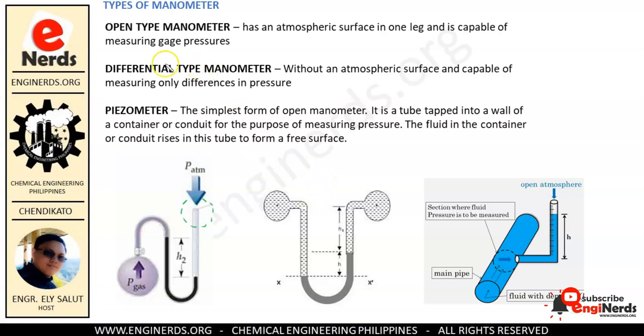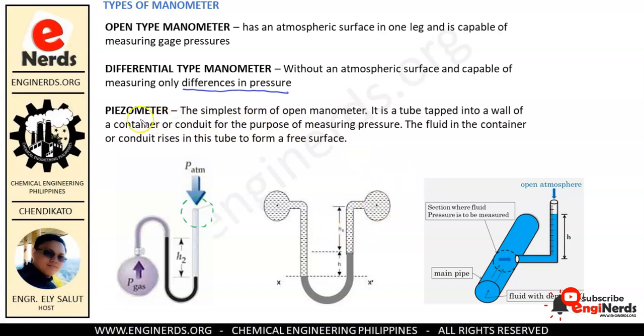Then another type is what we call the differential type manometer. This type of manometer has no atmospheric surface and is capable of measuring only the differences in pressure. So an open type manometer can measure the gauge pressure, while the differential manometer can only measure the pressure difference. And there is no open surface here. So this is an example of a differential type manometer. We have no open leg here.